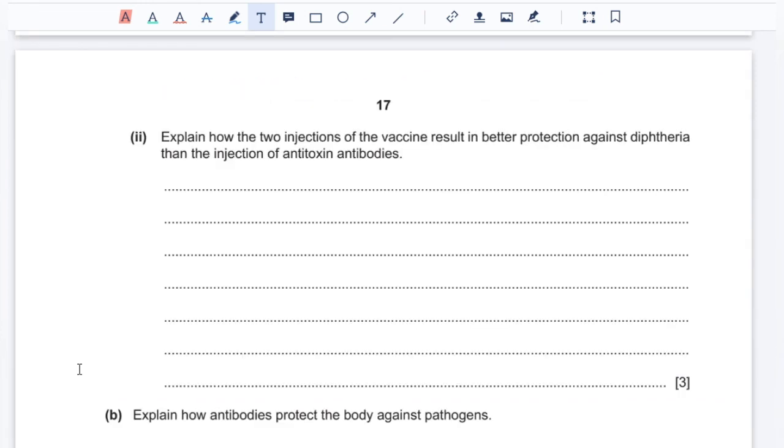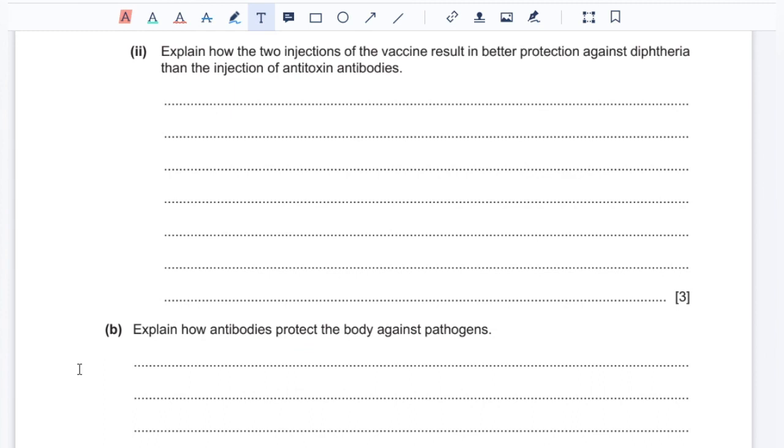To explain how the two injections of the vaccine result in better protection against diphtheria than the injection of antitoxin antibodies. Again, antitoxin antibodies will only neutralize the toxin, whereas the vaccine will kill the bacteria, and this will also produce memory cells which will provide long-term immunity or active immunity. And this means that if the same bacteria enter the body again, the second time, memory cells will be present in the body to initiate an immune response which will kill them. So the person will not catch the disease a second time if they have received the vaccine.